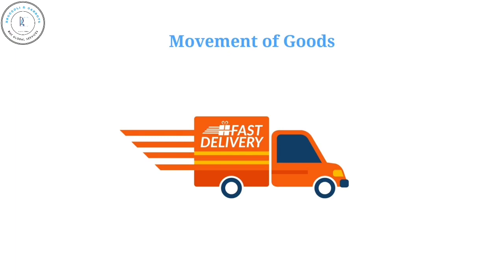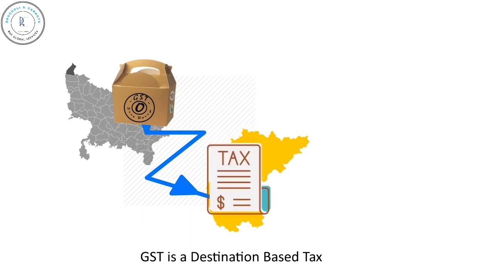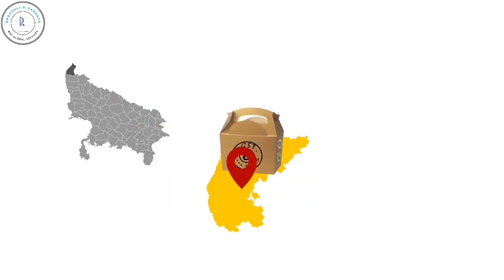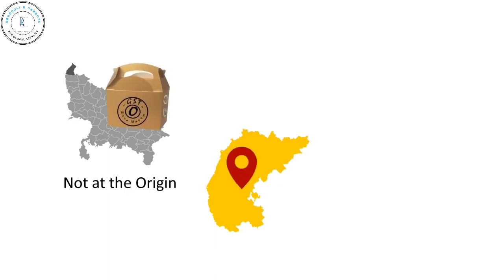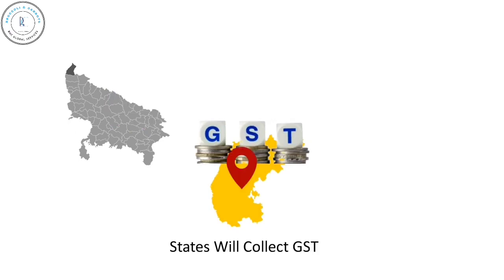Today we shall be discussing the concept of place of supply where there is movement of goods. GST is a destination-based tax. The goods will be taxed at the place where they are consumed and not at the origin. So, the state where they are consumed will have the right to collect GST.